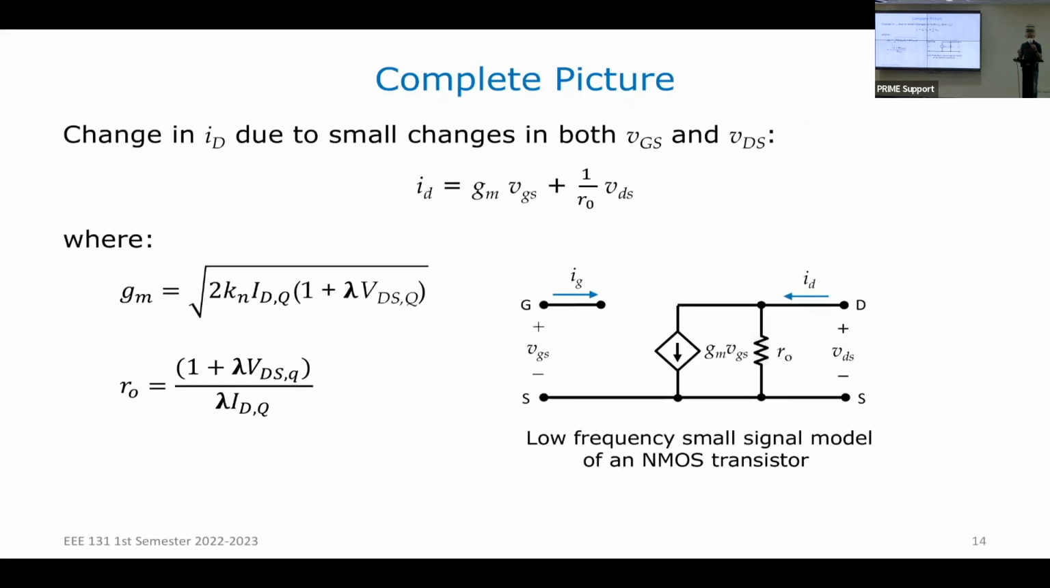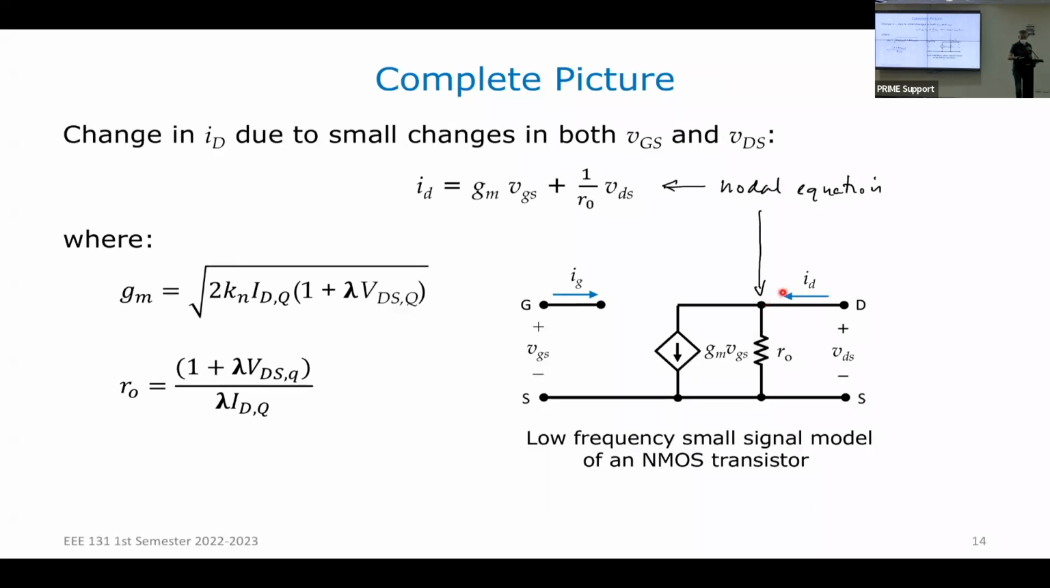Okay, so putting that all together, what is my change in ID due to small changes in both VGS and VDS? The total change in ID will be my transconductance multiplied by my change in VGS, plus 1 over my output resistance multiplied by my change in VDS. And if you take a look, this looks like a nodal equation, where this is one branch and this is another branch. So if you consider this to be the node, ito yung node na yon.